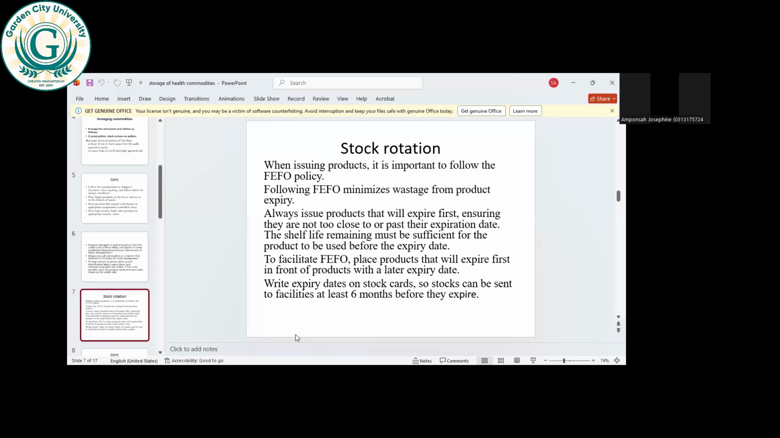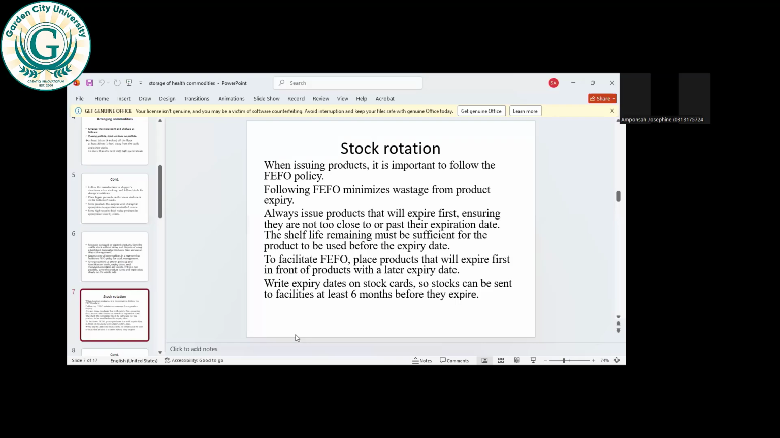With the continuous system, you are always monitoring the stock so that anytime you detect an anomaly or expiry, you remove them. And so you always issue products that will expire first, ensuring they are not close to or past the expiration date. The shelf life remaining must be sufficient for the product to be used before the expiring date. To facilitate the first to expire, first out policy, you place product that will expire first in front of the product with a later expiring date.